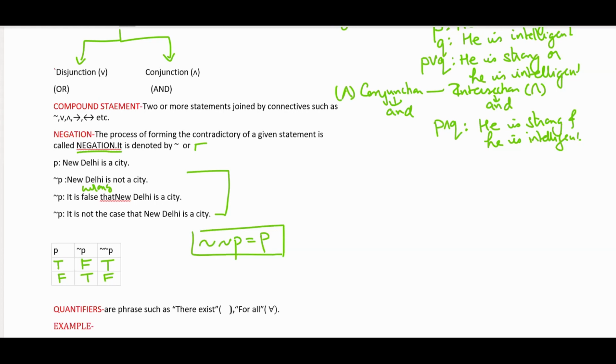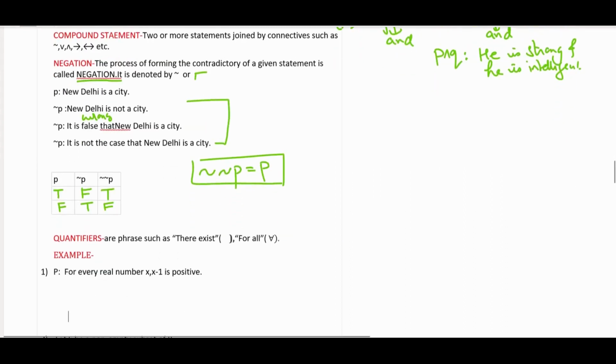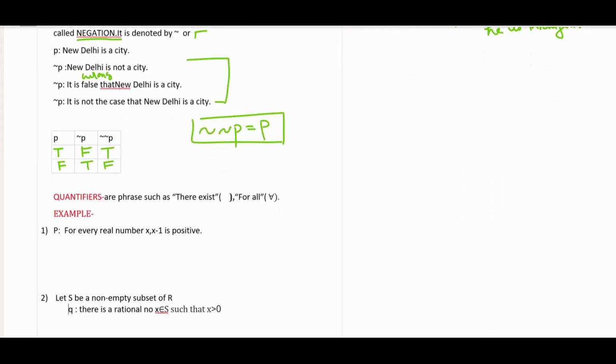Okay. Now what next is written here? Quantifiers. Quantifiers are phrases such as there exists, and the symbol for there exists is this. And another quantifier is for all, and the symbol is this. This is the symbol for there exists, and this is the symbol for all.